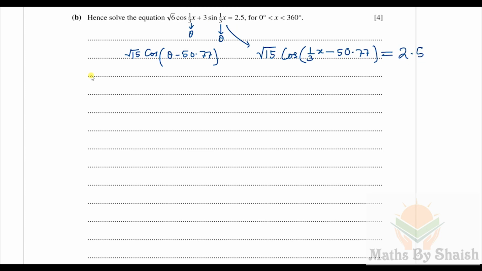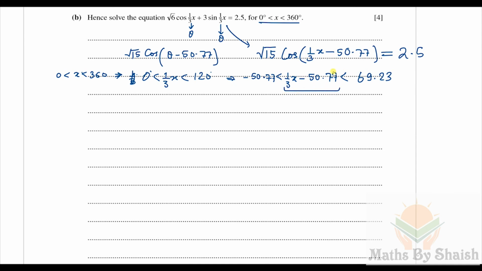Before this we will see the range of x. If x is between 0 to 360, it means x by 3, because we have this as the new angle, would be between 0 and 360 by 3, which is 120. So 1 by 3x minus 50.77 will lie between minus 50.77 and 120 minus 50.77, that is 69.23. So this will give us the idea till what point we are going to find the different angles.